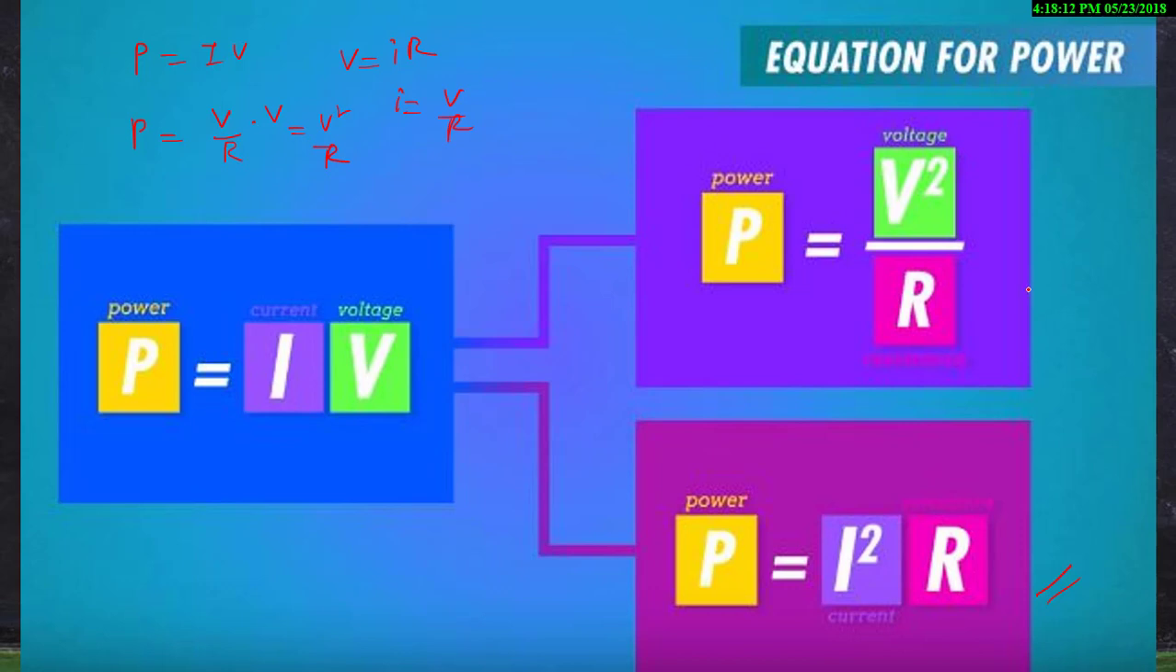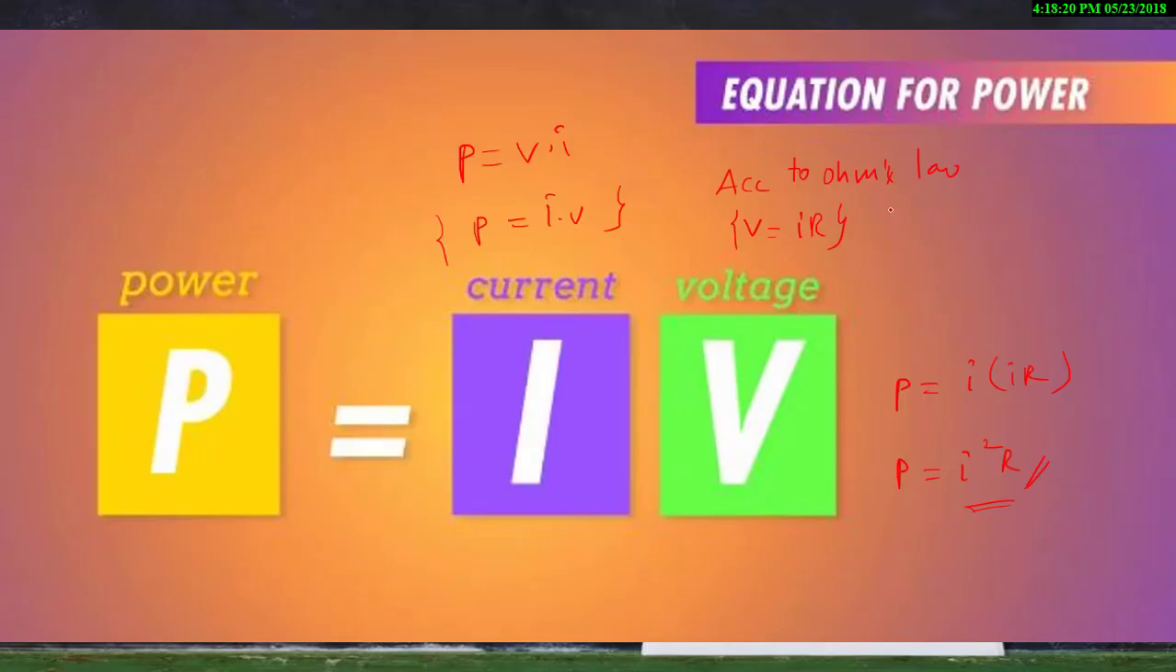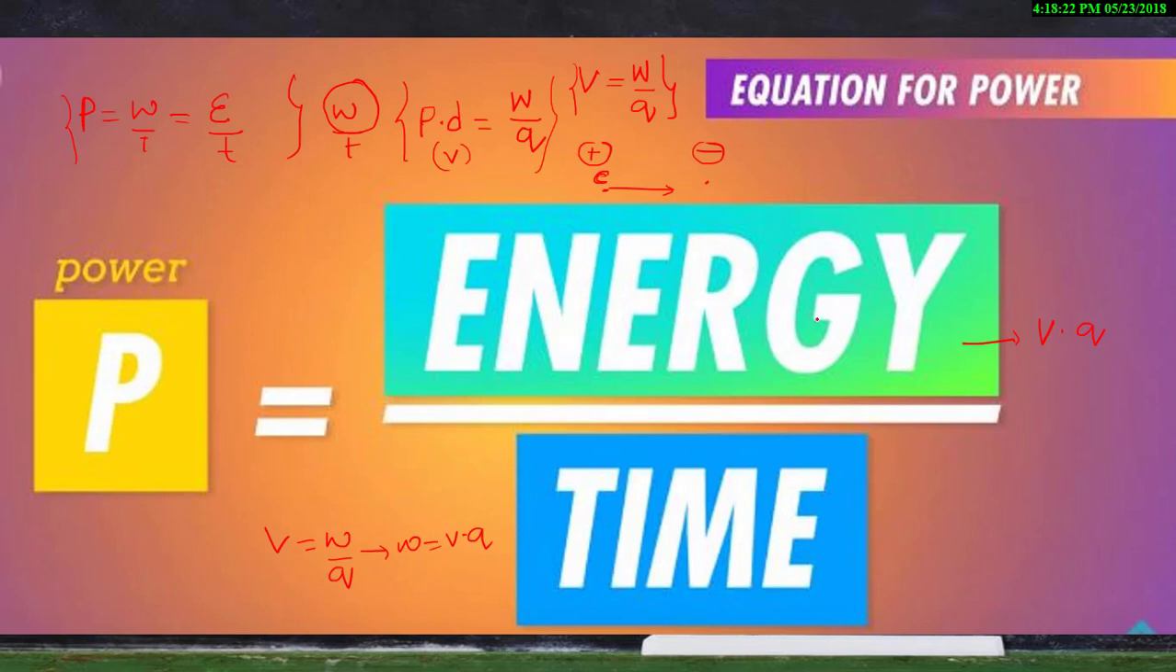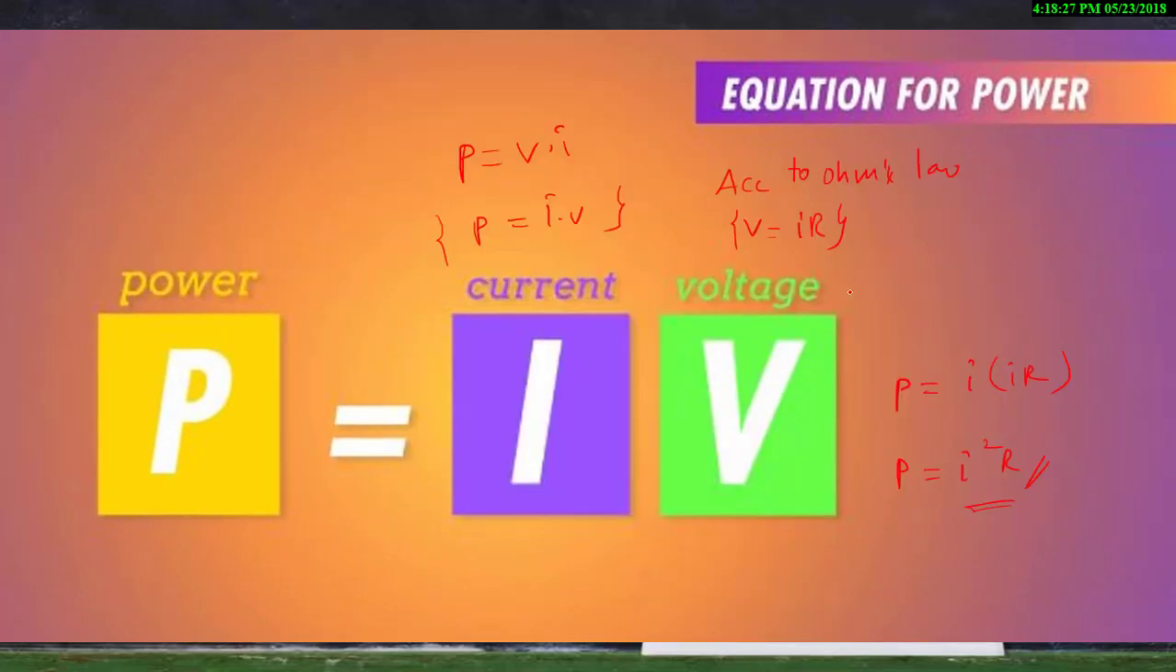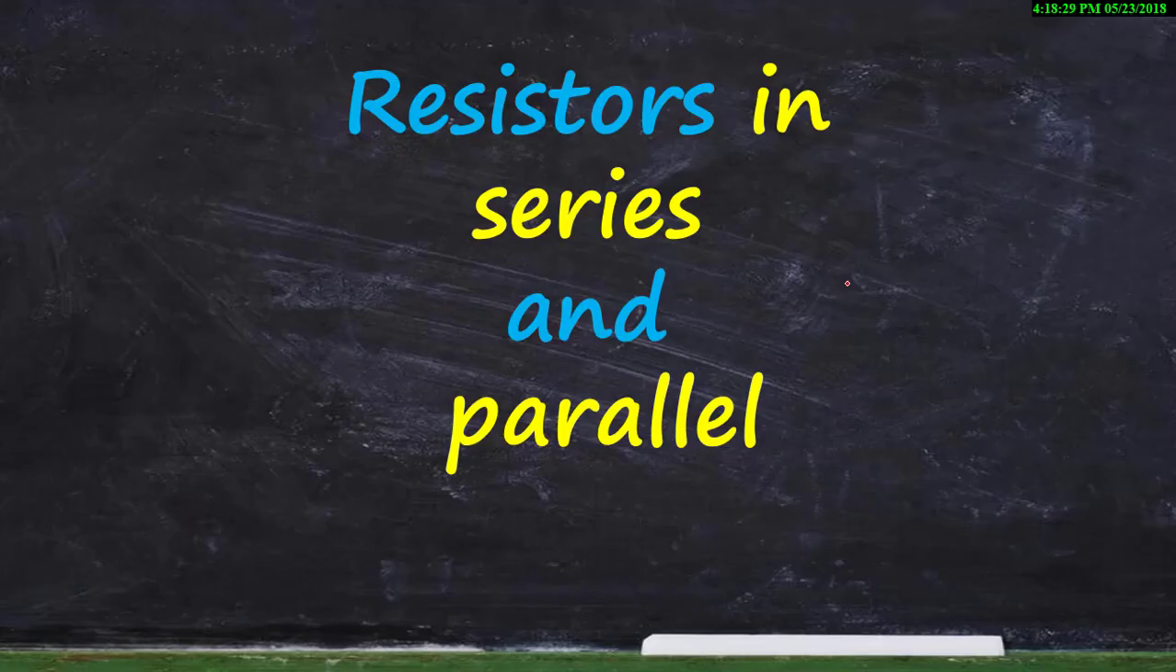So these are some of the equations which can be used for solving different types of problems. These are all equations for power. But the basic definition, the basic formula for power, is work done by time, or energy by time. Okay, now the last topic we are discussing is resistors in series and resistors in parallel.